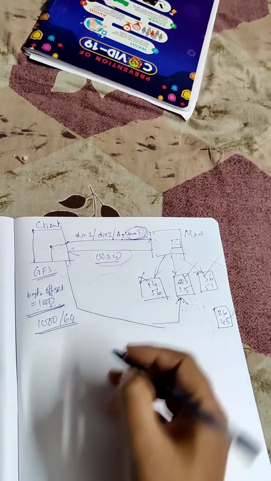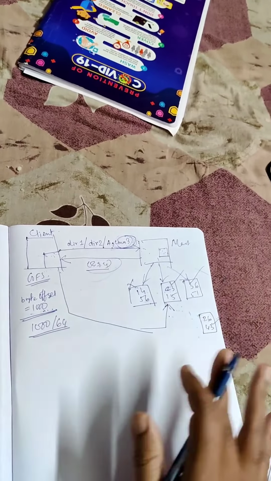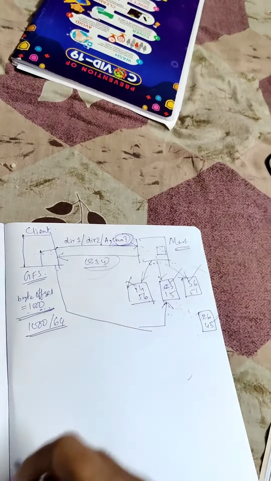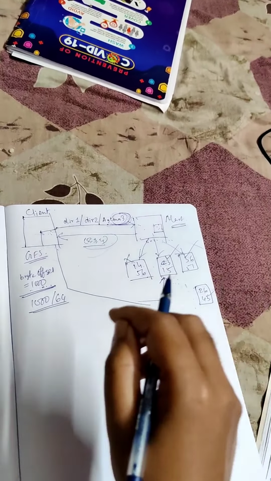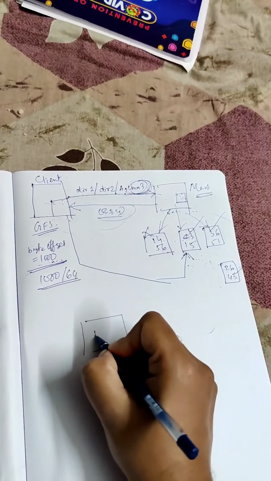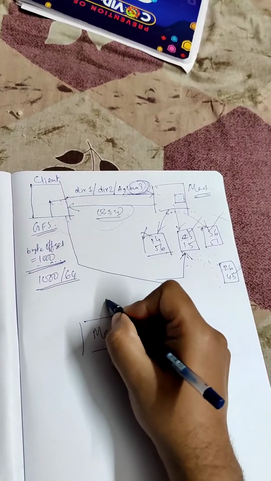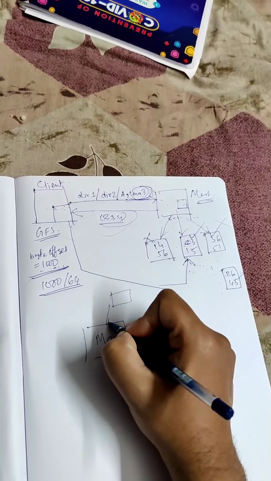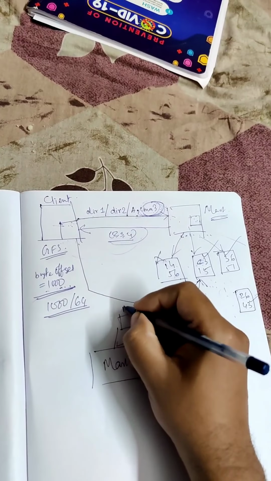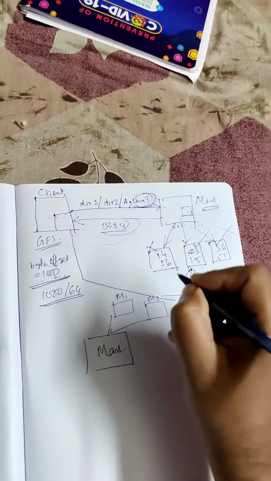Now you will ask one question: okay fine, I understood everything, but what if the master fails, because the master becomes a single point of failure here. For that reason, the master normally talks to 2 other servers or systems. Suppose this is my M1 and this is my M2.